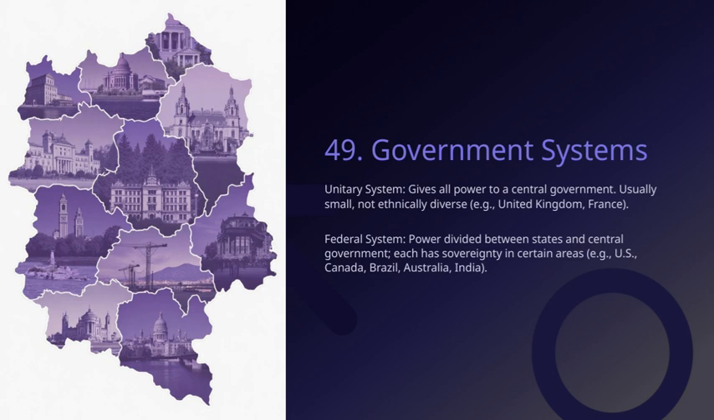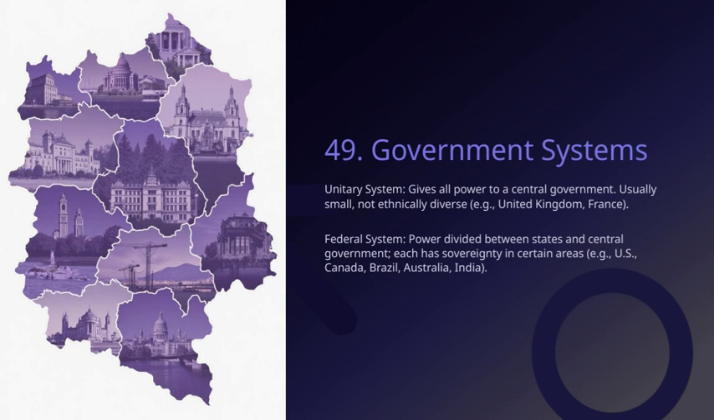Now, contrasting that with the unitary system. In this case, all the power is concentrated in a central government. The local or regional authorities have limited or no independent power. This system tends to work well in smaller countries or those that are less ethnically diverse.